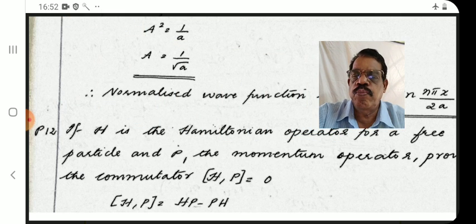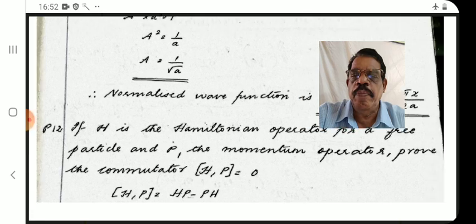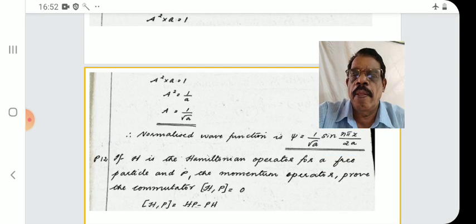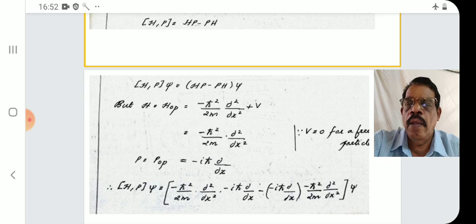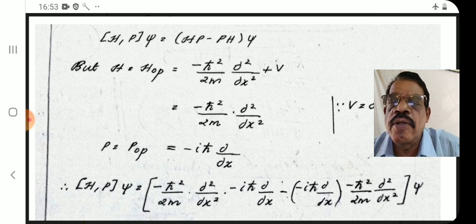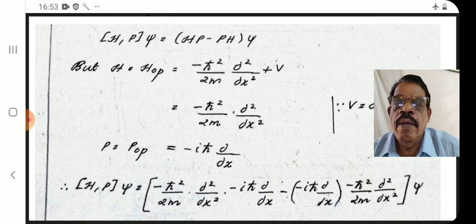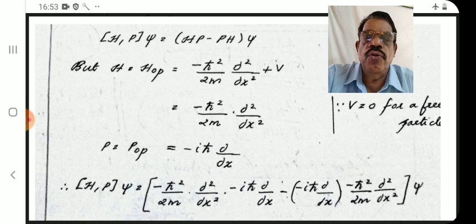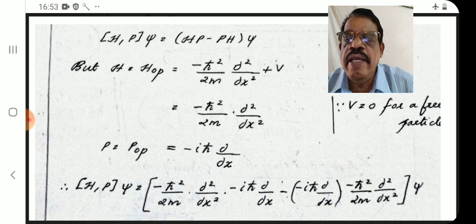And you know the expansion: [H, P] equals HP minus PH. Here it is given a free particle Hamiltonian. You know the Hamiltonian operator is minus h cut squared by 2m, d squared by dx squared, plus V. For a free particle, you know V is 0. Therefore, the Hamiltonian for a free particle is minus h cut squared by 2m, d squared by dx squared. And P is the momentum operator, minus i h cut d by dx.